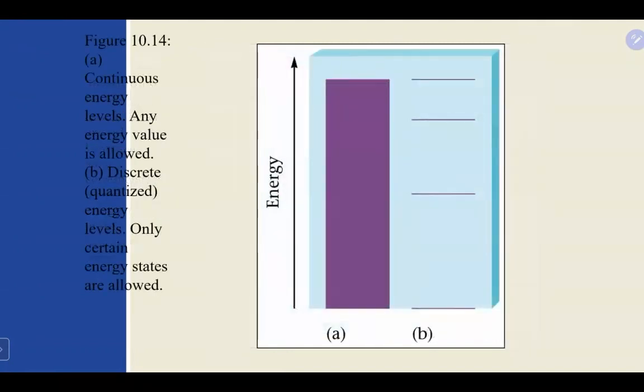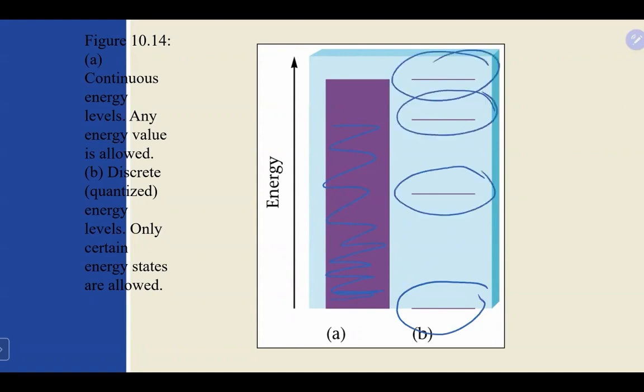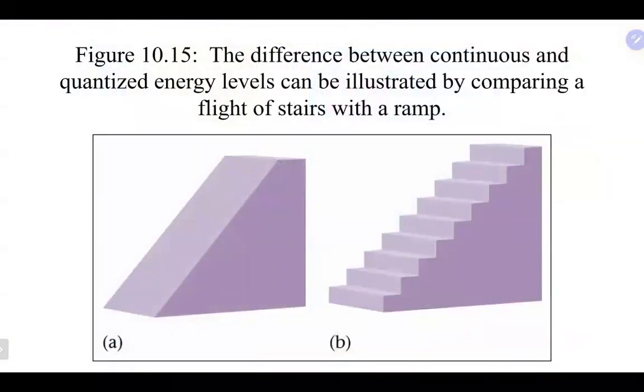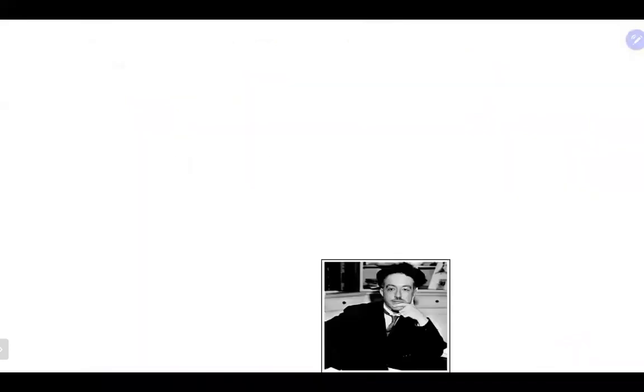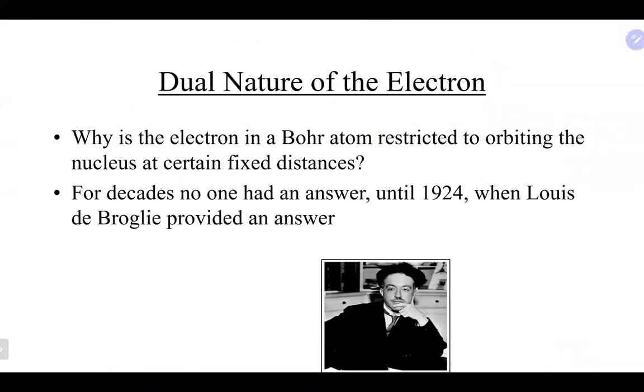This is the idea of quantized energy versus continuous energy. Electrons transfer from one energy level to the next level. There's our staircase, for example. So Bohr's model, as I mentioned, worked really well to describe what's happening with electrons and their transitions in hydrogen.